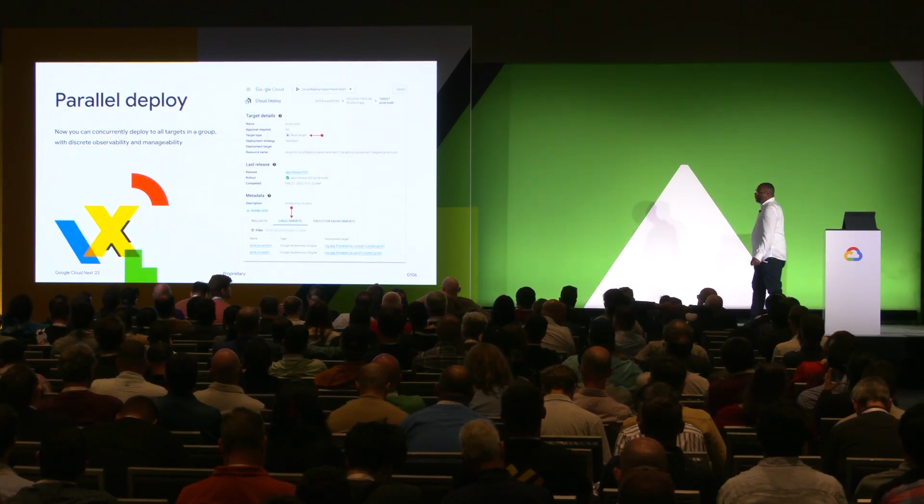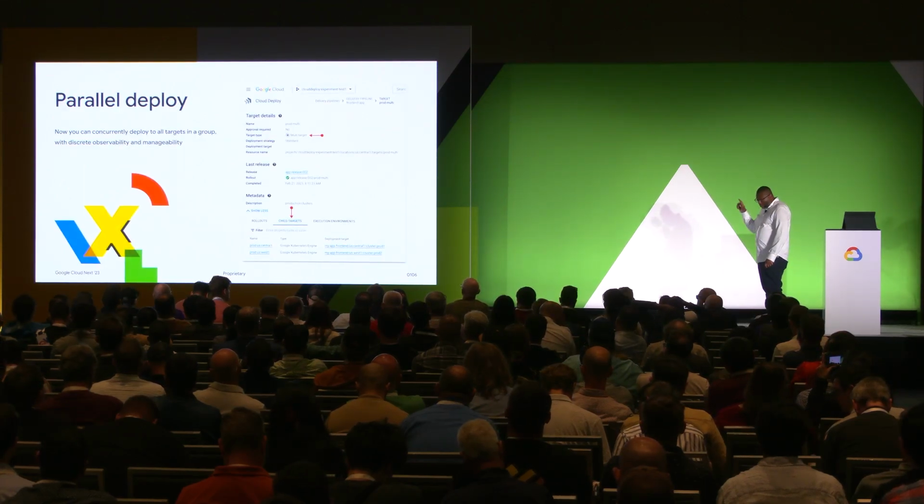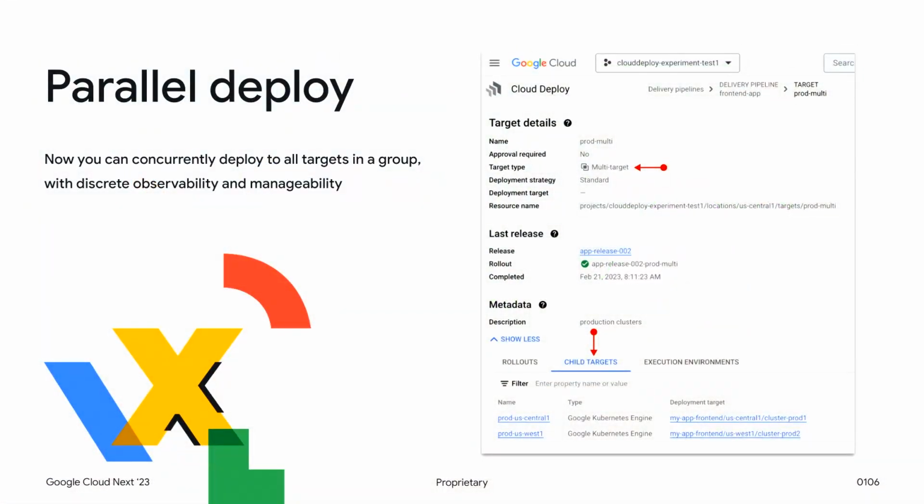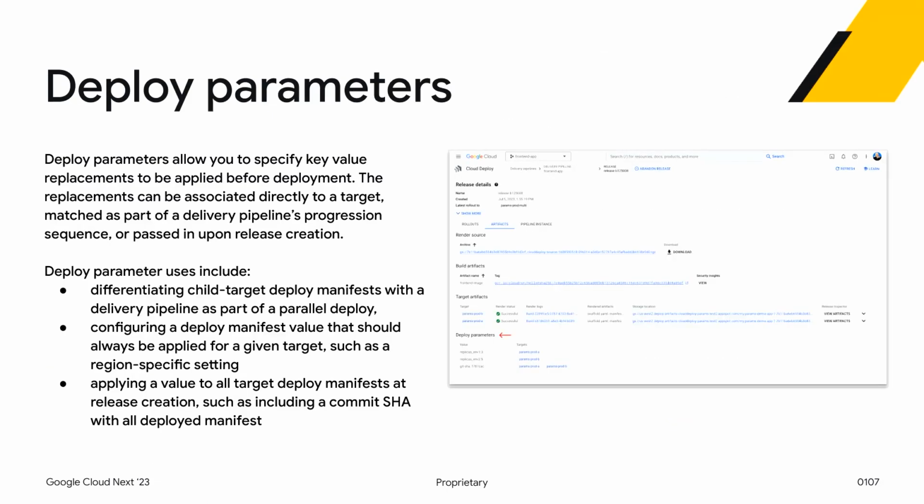I want to now talk about parallel deploy. This one's really cool. It affects different people different ways, but what it does is it allows you to deploy to multiple clusters at the same time. So let's say you've got a cluster on the East Coast and you have a cluster on the West Coast. You can drop the same deployment onto both of them.